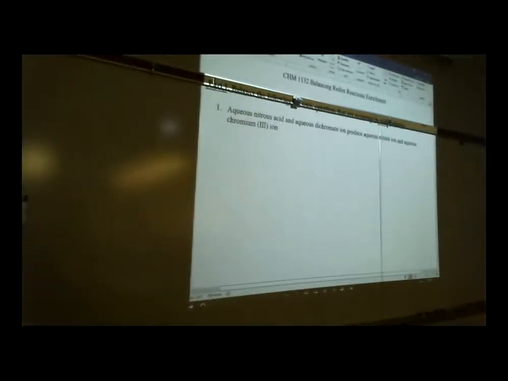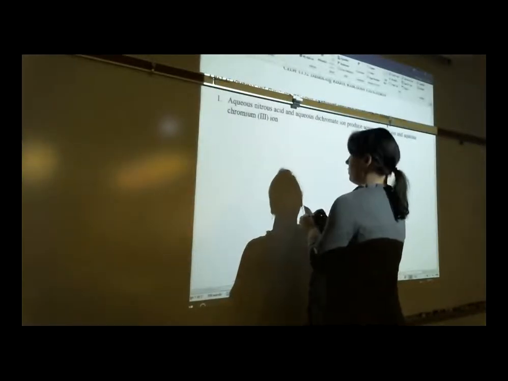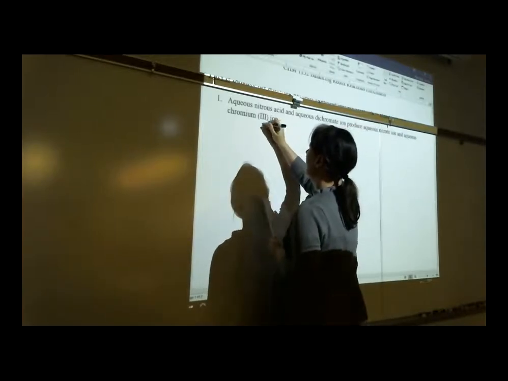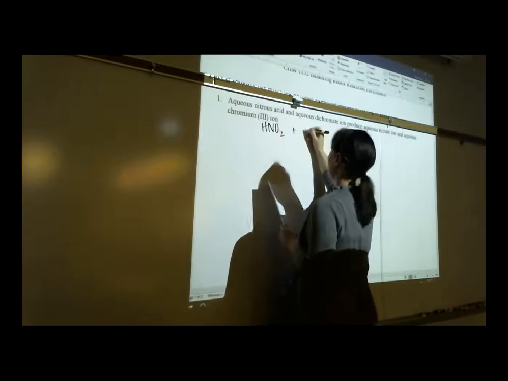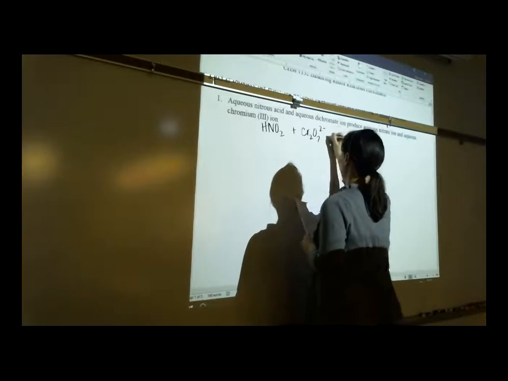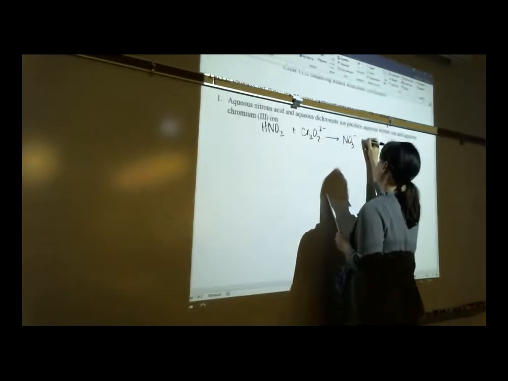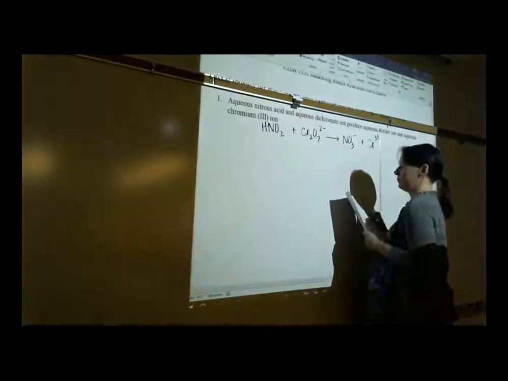All right, scroll up just a little bit. Okay, so these are all aqueous solutions. So we've got HNO2, right? That's nitrous acid. And dichromate. And that's producing nitrate ion and chromium 3 ion.